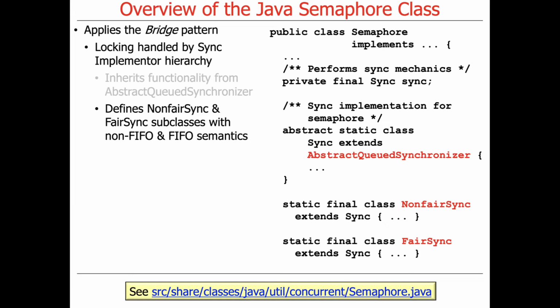There are then a pair of subclasses that extend Sync, which in turn extends AbstractQueuedSynchronizer, called NonfairSync and FairSync. And as we'll see, NonfairSync gives you non-first in, first out semantics for waiting threads, whereas FairSync guarantees first in, first out semantics. And we'll talk about how that works shortly.